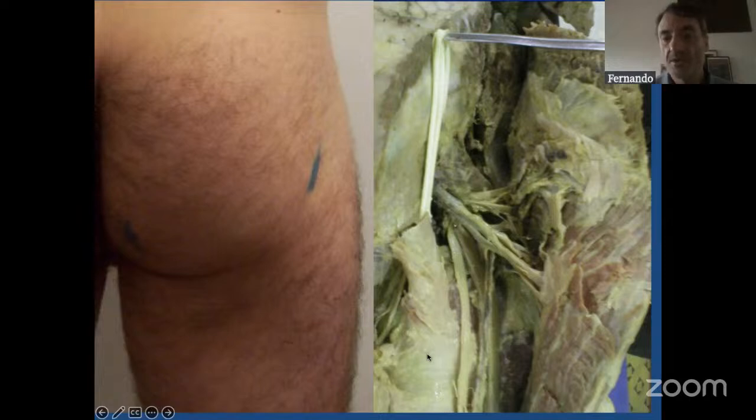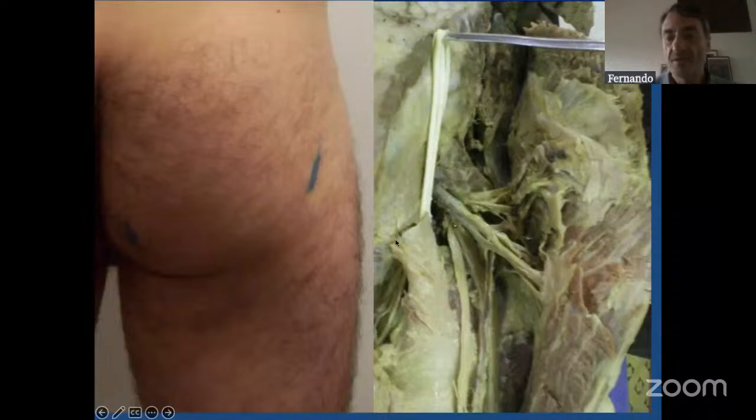So the ischium or ischial tuberosity here, the sacrotuberous ligament here, the pyramidal muscle here, and we can observe here and here the neurovascular bundles to gluteus maximus muscle, and here the sciatic nerve in the infrapyramidal compartment.